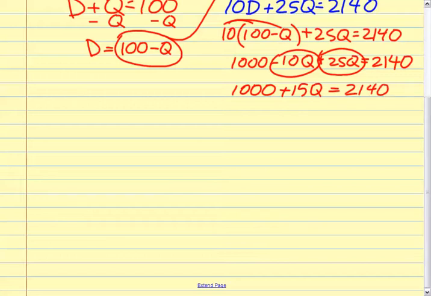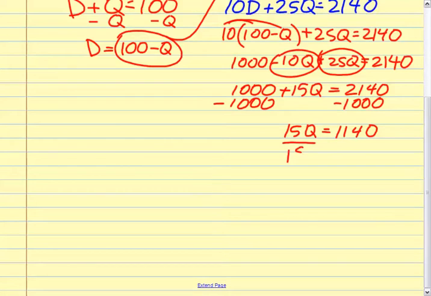Now, what do I do next, Lake? Then we can subtract 1,000. So 15q equals 1140. And Morgan, if 15q is equal to 1140, what's q equal to? Are you dividing by 15? Yes, 76. So q is equal to 76.